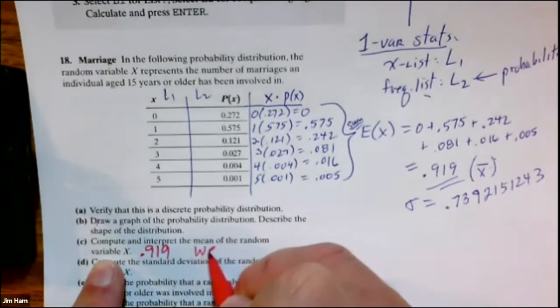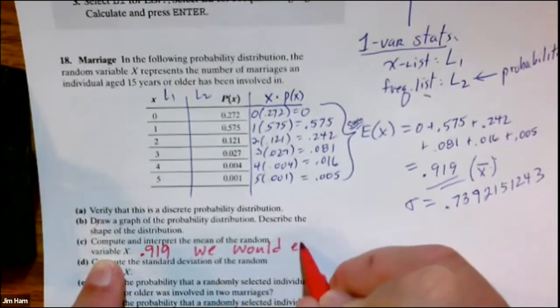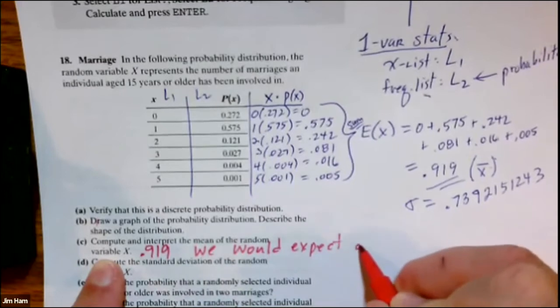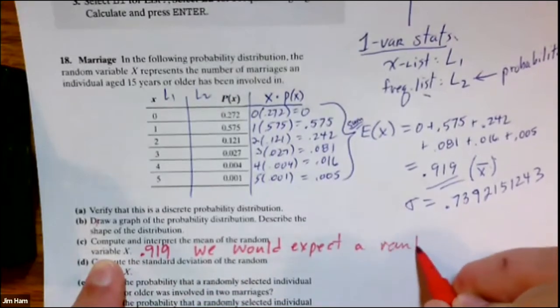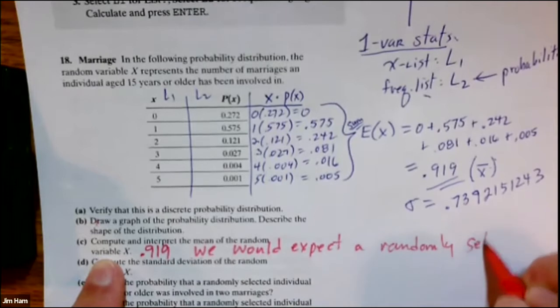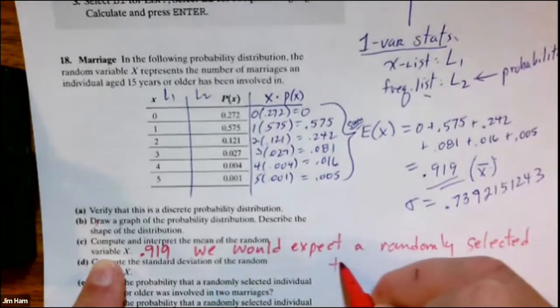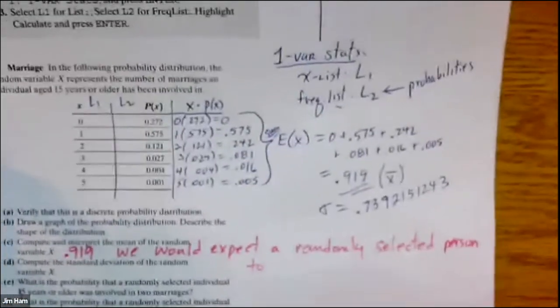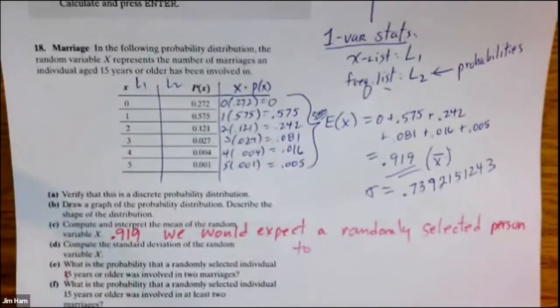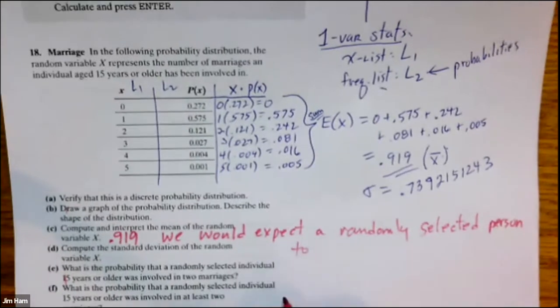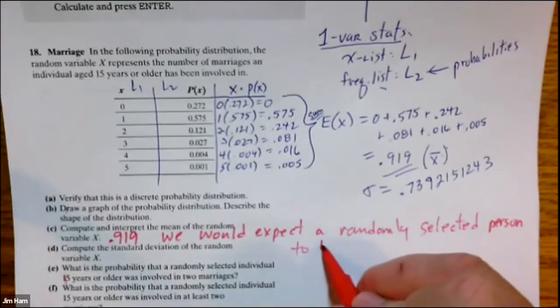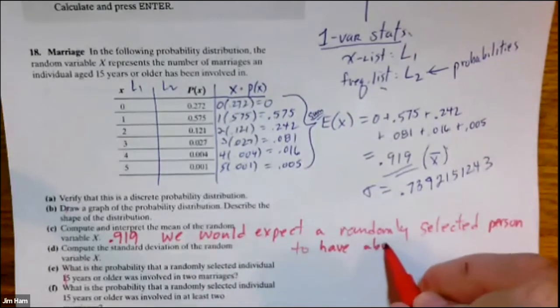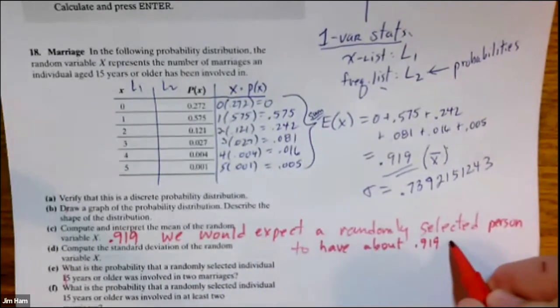0.919. We would expect a randomly selected person, and again, we have to be clear about the person. What persons are we talking about? Well, 15 years of age or older, to have about 0.919 marriages.